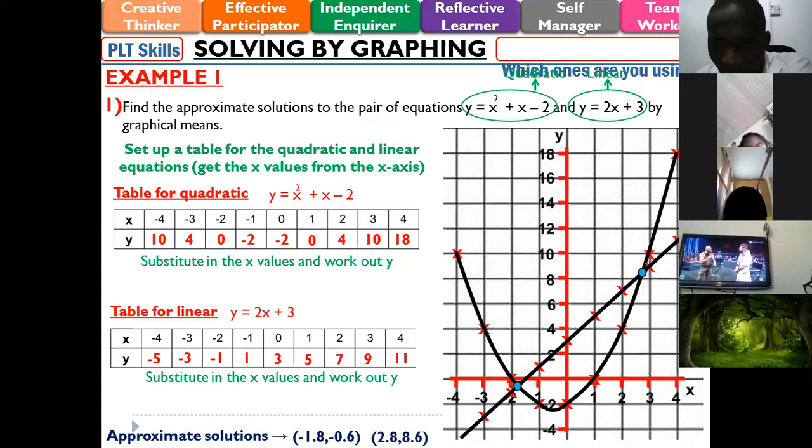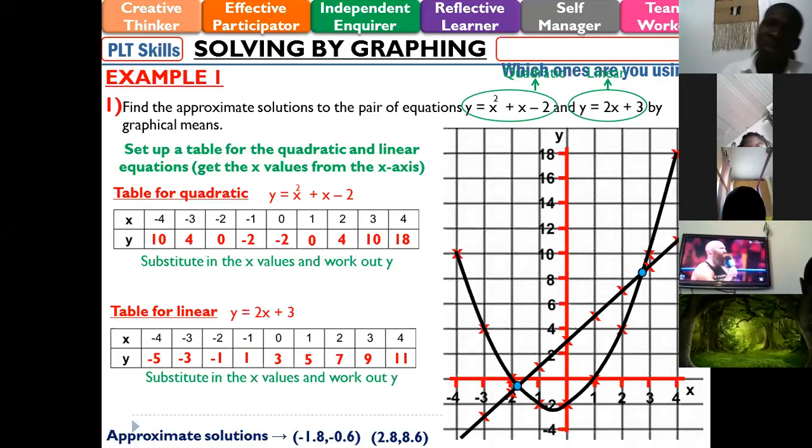Then the second point for your x is about 2.8, and for y is about 8.6. So these are the approximate solutions for the given equations. You can also try it, you can make use of the elimination method or substitution method to check for this approximate solution.